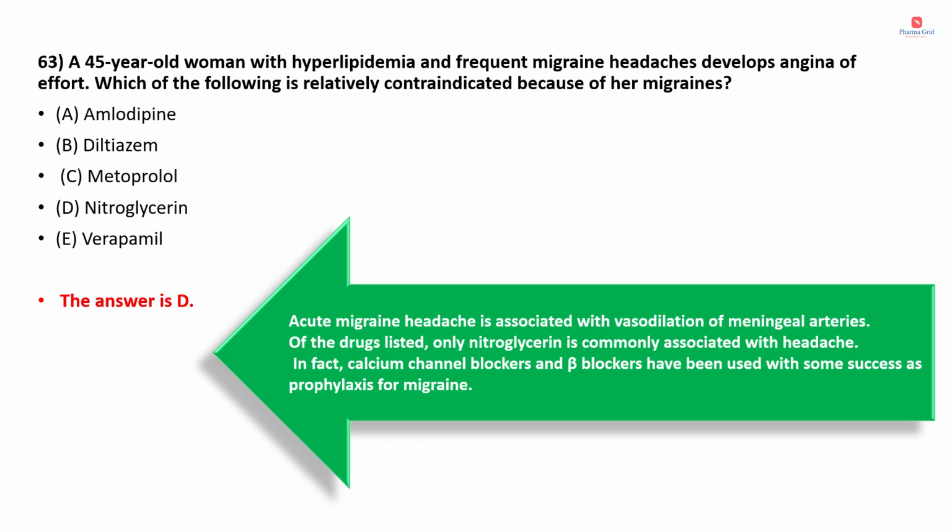Why? Because acute migraine headache is associated with vasodilation of meningeal arteries. Of the drugs listed, only nitroglycerin is commonly associated with headache. One of the most common adverse effects associated with nitroglycerin is headache. Okay, so because of this reason, nitroglycerin is contraindicated in migraines. In fact, calcium channel blockers and beta blockers have been used with some success as prophylaxis for migraine.